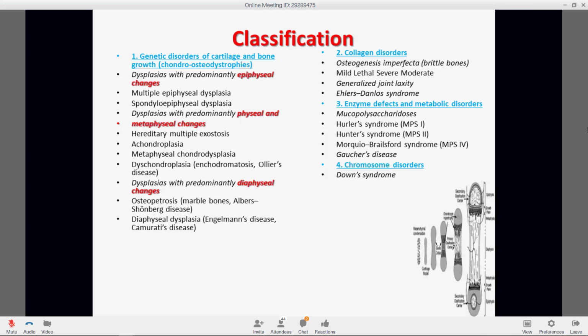Classification, genetic disorders of cartilage and bone growth, chondro-osteodystrophy. In this condition, the abnormality is located either in the epiphysis or in the metaphysis or in the diaphysis, or the condition is caused by collagen disease like osteogenesis imperfecta, or enzyme defect, and lastly due to chromosomal disorder.